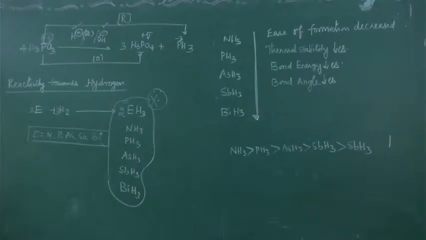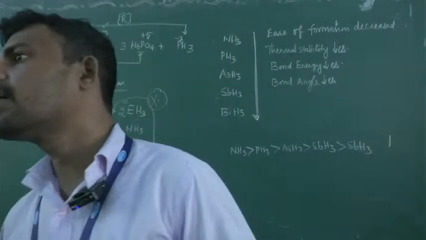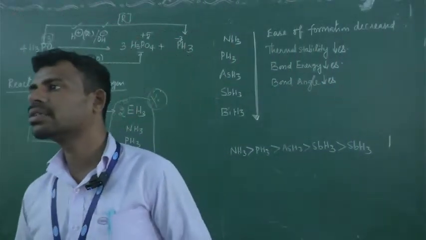How many bond pairs and how many lone pairs? 3 bond pairs and one lone pair. What is the shape of the molecule? Trigonal pyramidal, or triangular pyramidal. What is the bond angle in this case? 107 point something, 107.2 or so. Is it clear? Why does the bond angle decrease?